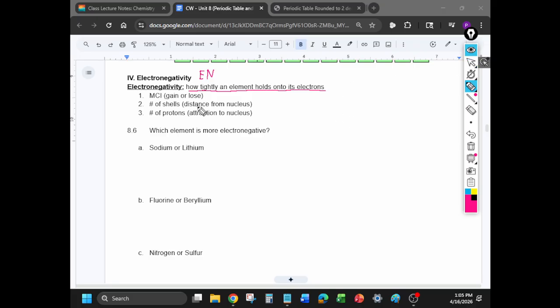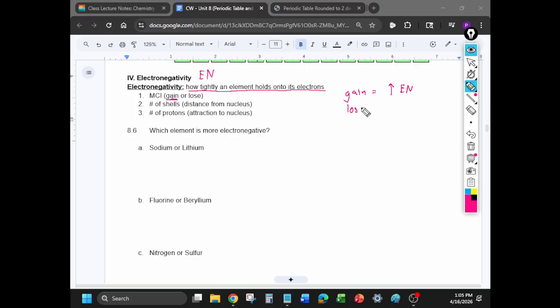All right, there are 3 things that matter when it comes to electronegativity, and these are actually in order of importance. The most important thing is its most common ion. Does it want to gain electrons or does it want to lose electrons? Because if an element wants to gain more electrons, it's going to hold the electrons that it has more tightly. So if it wants to gain electrons, it's going to have a higher electronegativity. So if it wants to gain electrons, it's going to increase the electronegativity.